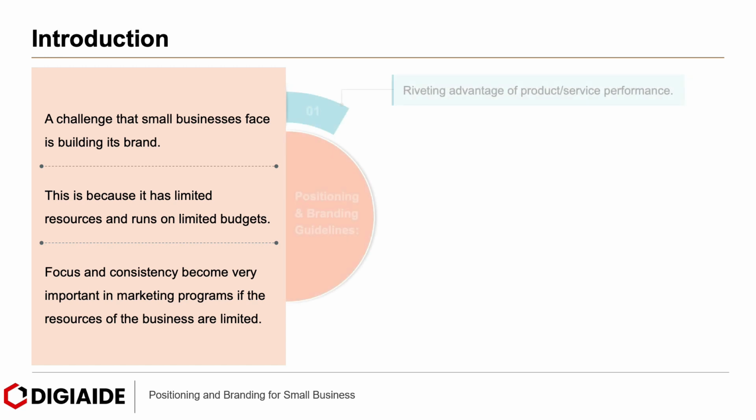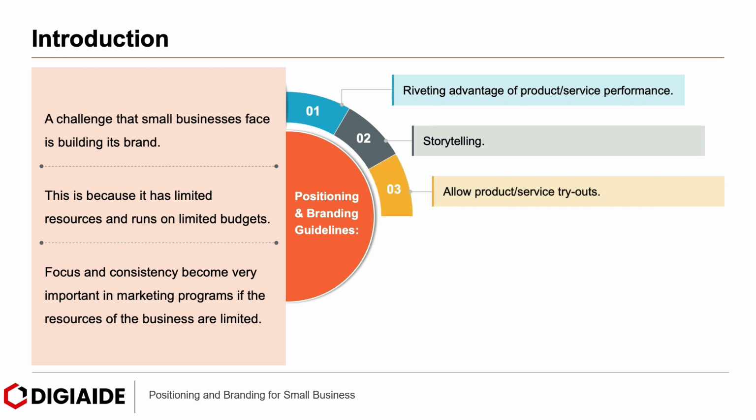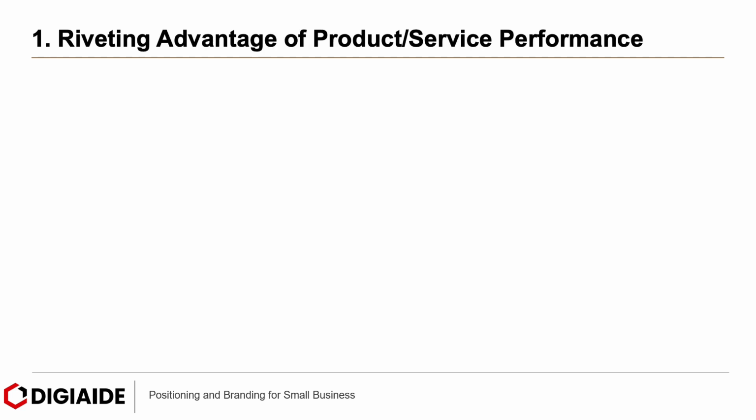A few of the positioning and branding guidelines include riveting advantage of product service performance, good storytelling, allowing product service tryouts, strong digital strategizing, creating community, and well consolidated brand elements. Now let's look at each one of them briefly. Starting with riveting advantage of product service performance.